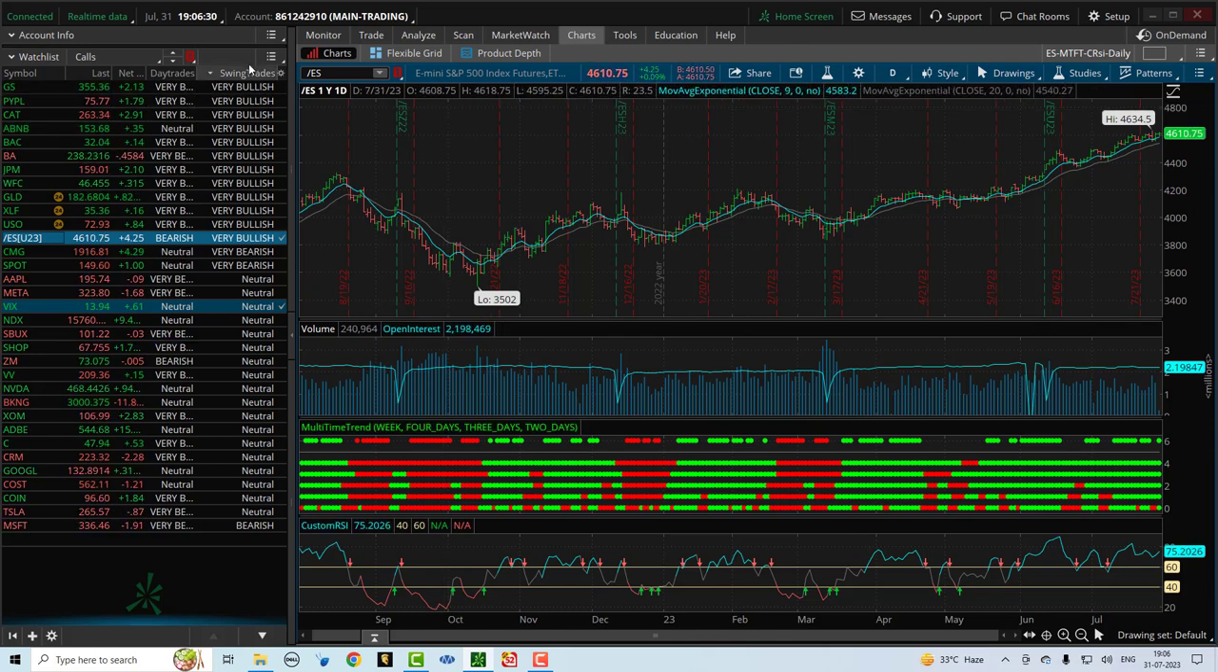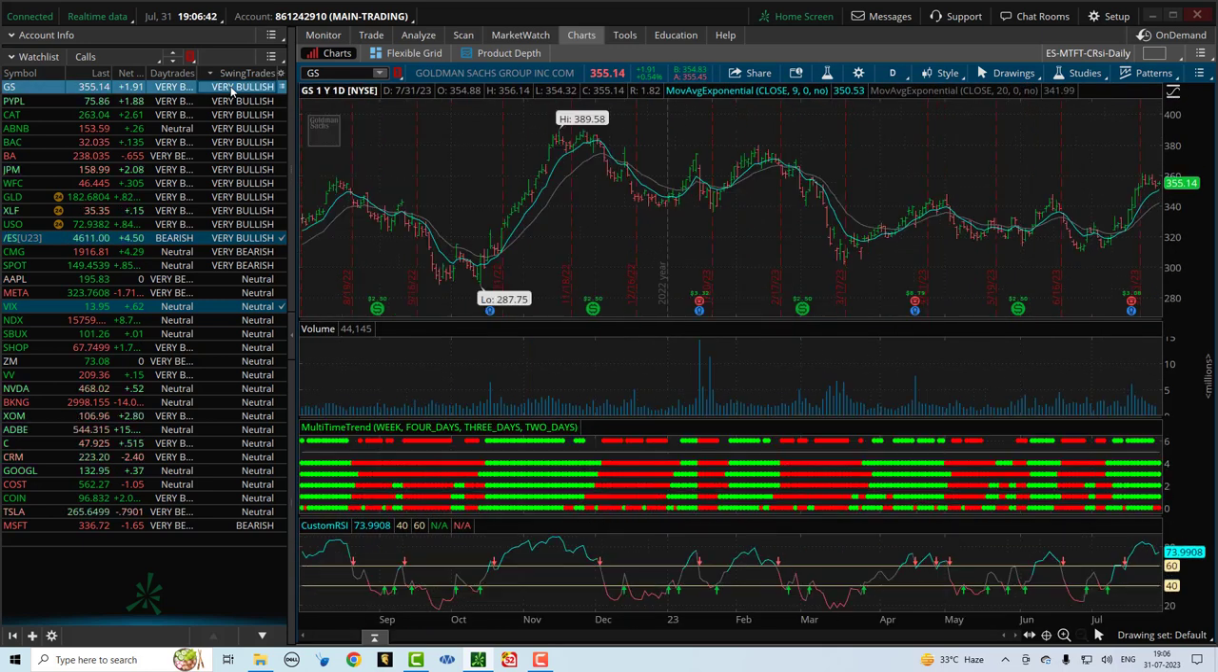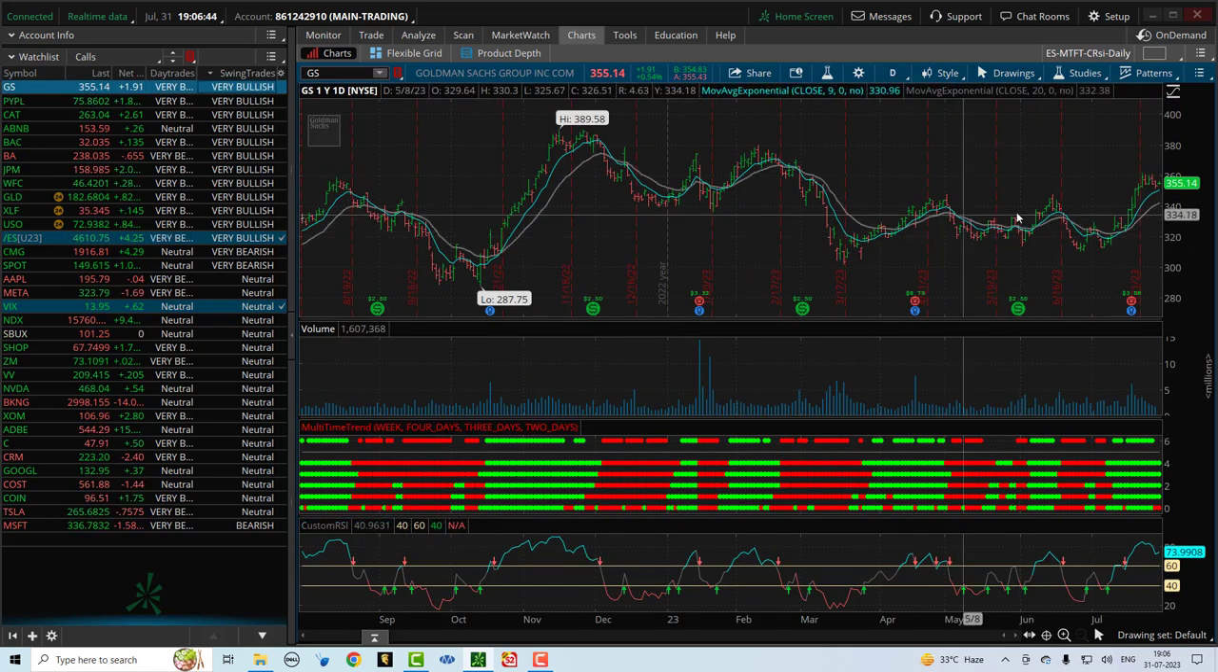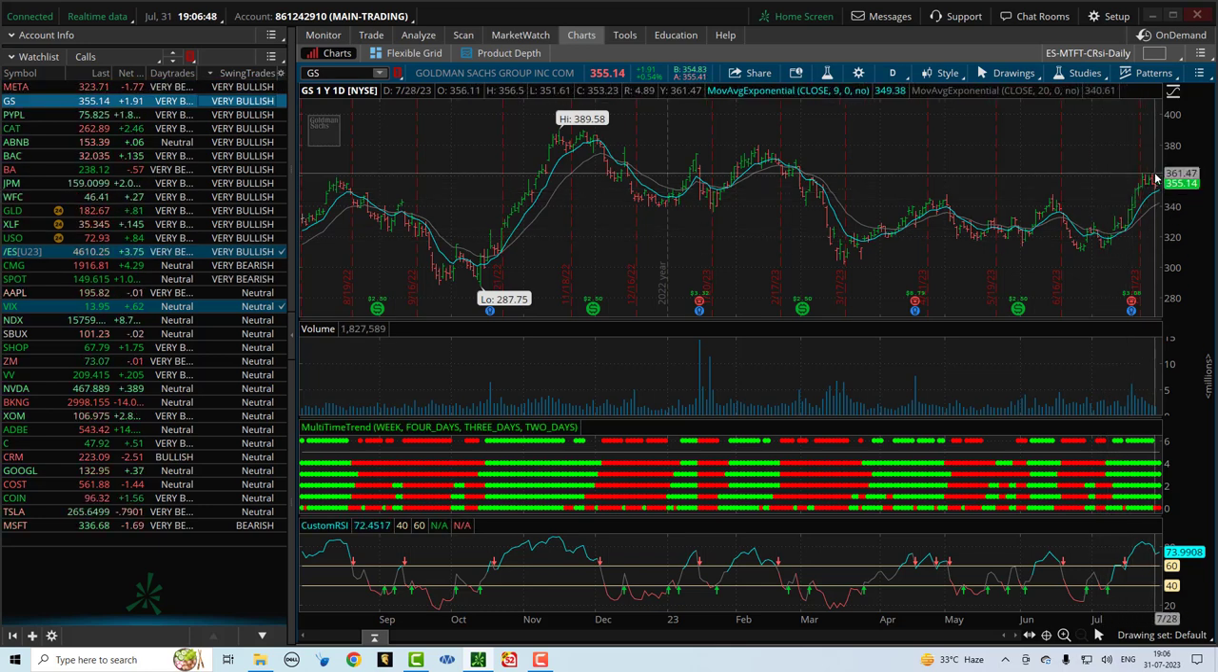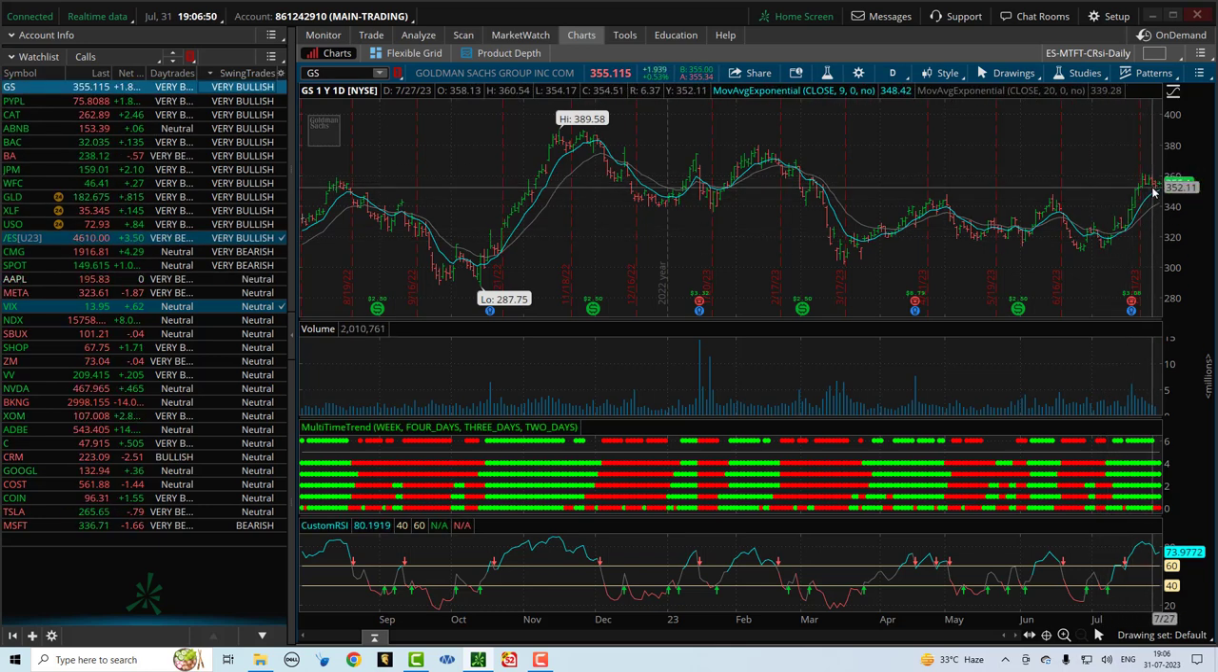Once again, these columns are very powerful because they act as scanners. You can put whatever stocks you're trading on this watch list, and it tells you which one is very bullish. So let's take a look at Goldman Sachs. It is bullish. And you can see over the last 2 or 3 weeks, it's been going up. It's consolidating a little bit here.